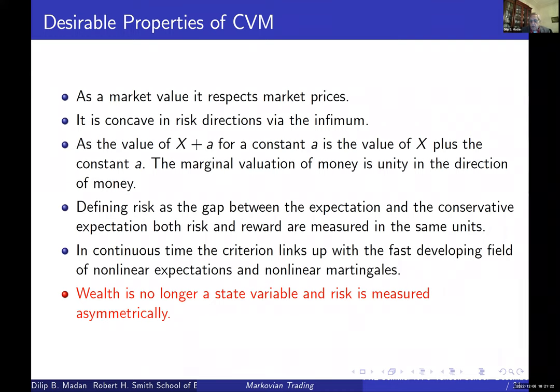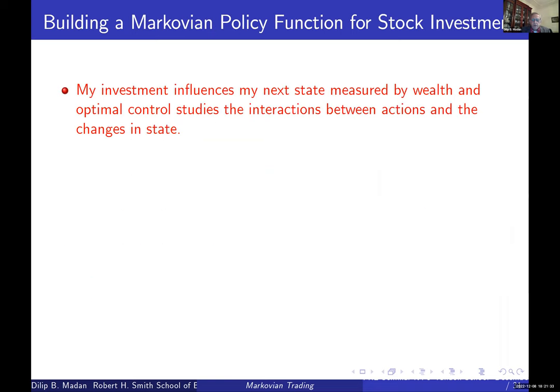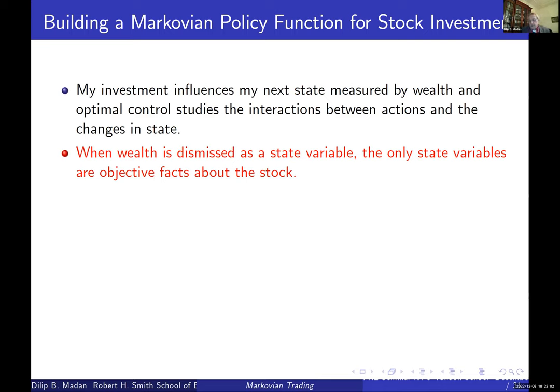And as I note, wealth is not going to be a state variable at all. The interesting thing about state variables and modeling is that many control theory problems say, okay, I take an action and the action influences the state I'm in. And then I decide what's the best way to optimize given what I've done and what my next state is, and my action is influencing my next state. And in investment, of course, you earn some money and your money changes your wealth. And so it influences your state when wealth is a state variable. But when wealth is dismissed as a state variable, then the only state variables are objective facts about the stock. Maybe its drift changes, maybe its vol changes, maybe its distribution parameters change, things like that.